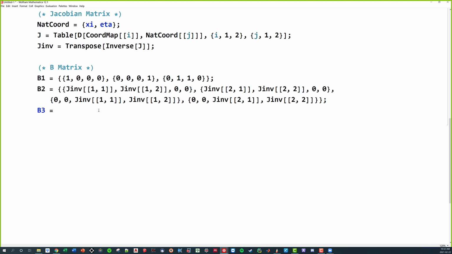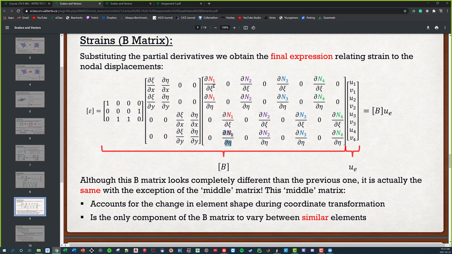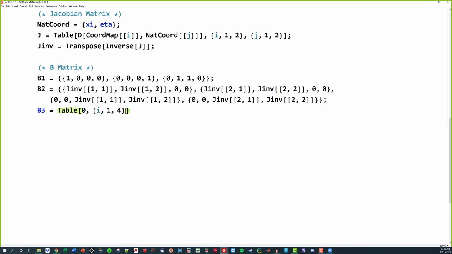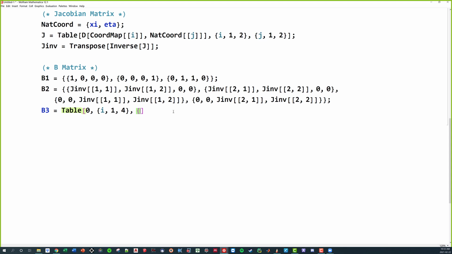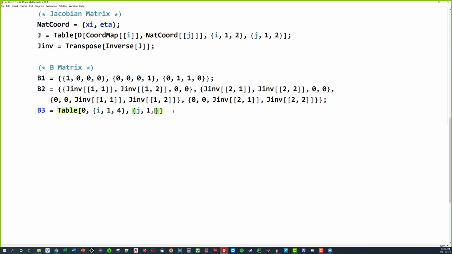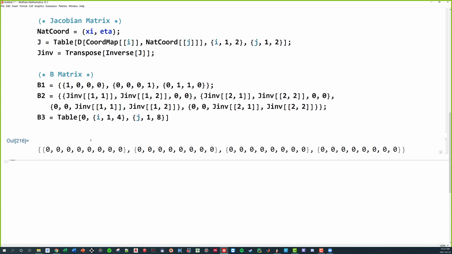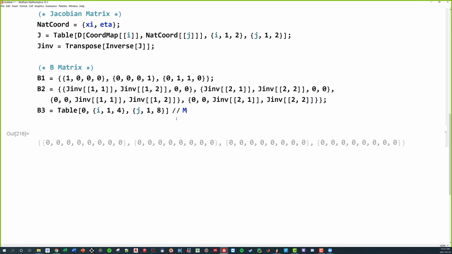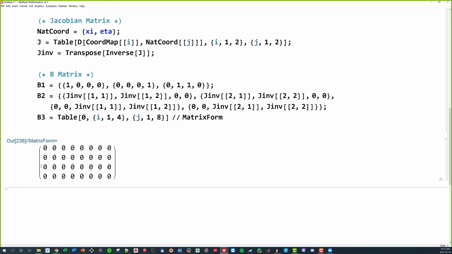So the first thing I'm going to do is say that B3 is equal to a table full of zeros, and this is going to have a rather unique size. So we're going to go i from 1 to 4. This is the rows. As we can see here, we have 4 rows, and then we have 8 columns. So then we're going to go j equal to 1 to 8. If I run this really quick, I get this. Let's throw it in matrix form just to make it look a little bit better. We get this right here.